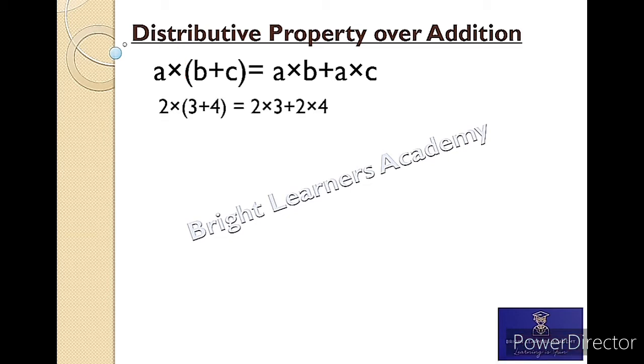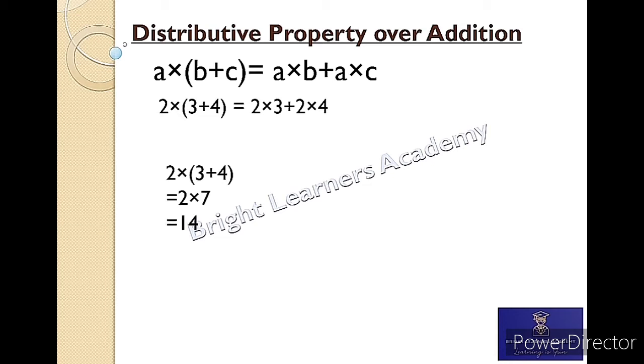Now let's take one example. So it is 2 into 3 plus 4 is equals to 2 into 3 plus 2 into 4. So let's solve this. So let's solve left hand side first. So it is 2 into 3 plus 4. So let's solve this bracket first. So 3 plus 4 is 7, and so it would be 2 into 7. And now it would be 14.